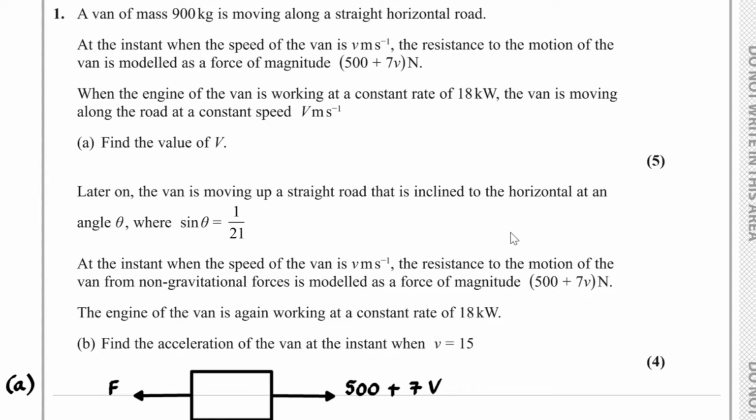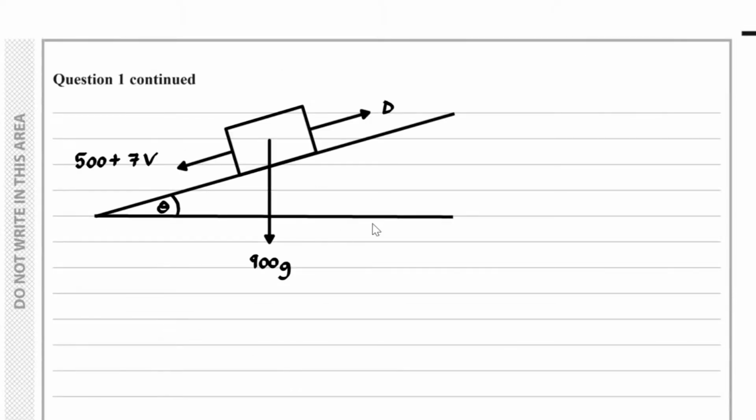Before we do anything else, I think it will be a good idea to draw a diagram to help illustrate what's going on. Here is a diagram to help illustrate what's going on. We are going up this hill. We've got a forward driving force of D. The resistance will be 500 plus 7V. And we've also got the weight of the van, 900g. This angle theta, where sine theta is 1 over 21.